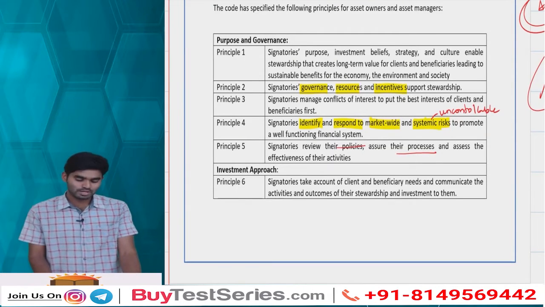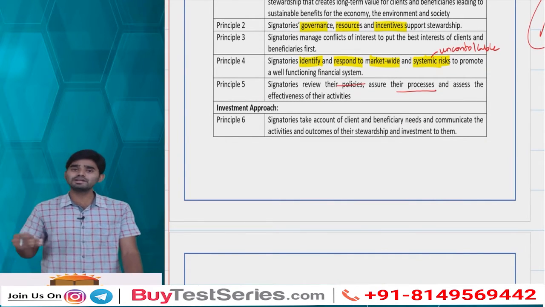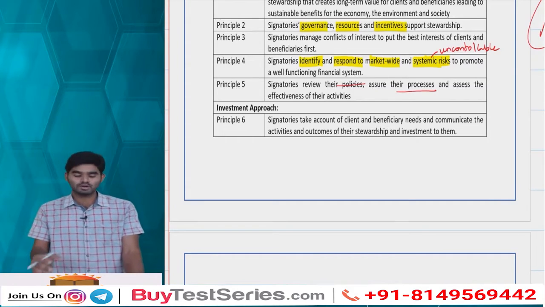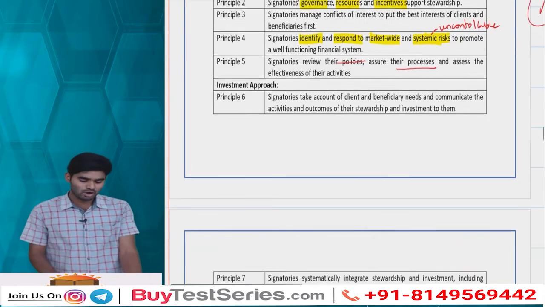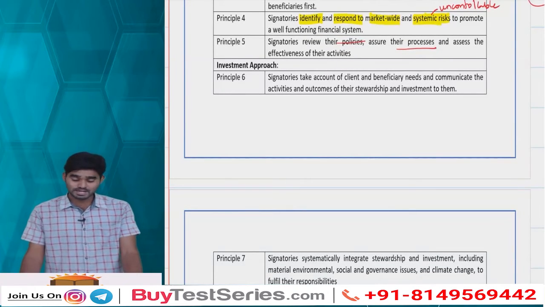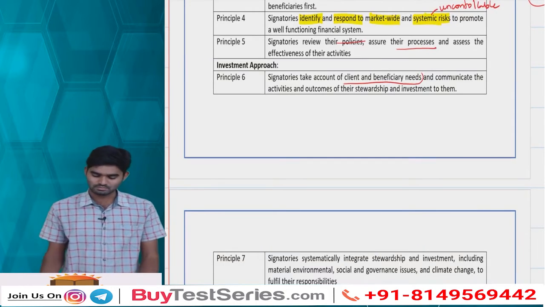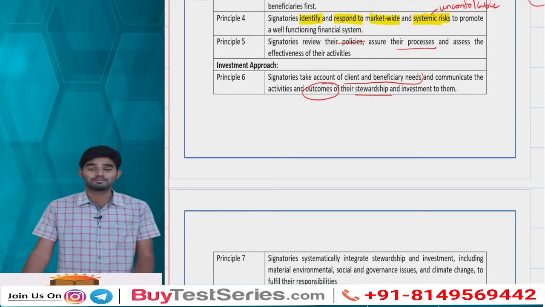Next, with respect to investment approach. Now, sir, you pool the amounts. Now you intend to invest in some companies, some investee companies. Now whenever you are investing, what shall be the approach of the investment company is what principles 6, 7 and 8 talk about. So what it says: signatories shall take into account the client and beneficiary needs and communicate the activities and outcomes of their stewardship and investment to them.